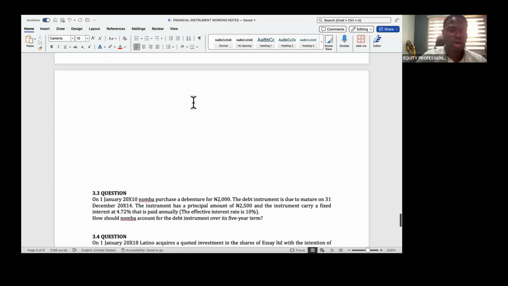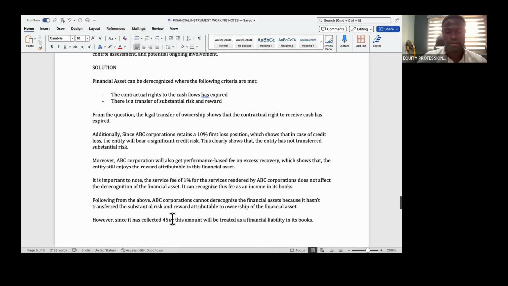We are talking about the money he collected. The 45 million he collected. Okay, if you debit bank, what will you credit? Ordinarily, you should credit the financial assets to derecognize it, but we are saying no, you cannot derecognize it. That money you collected, since it has collected 45 million, this amount will be treated as a financial liability. It's the amount you collected we are talking about here.